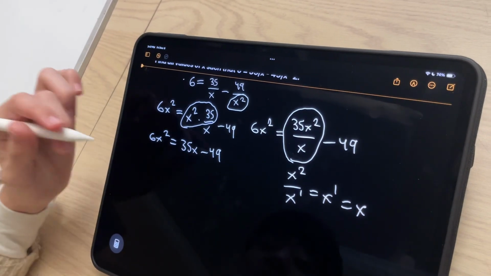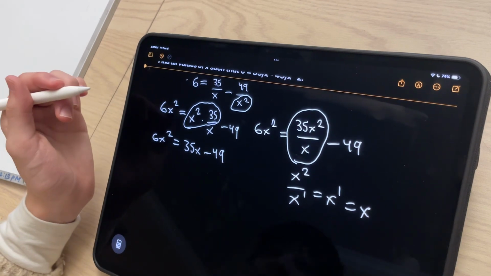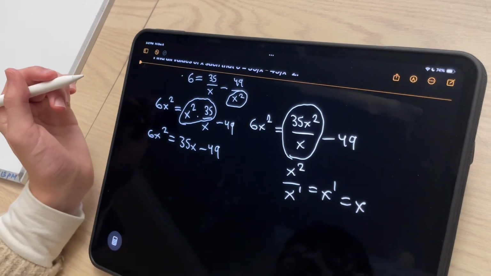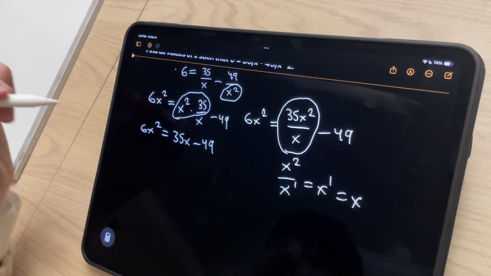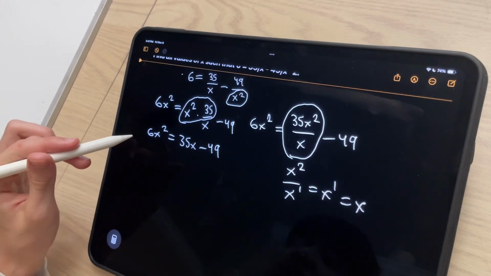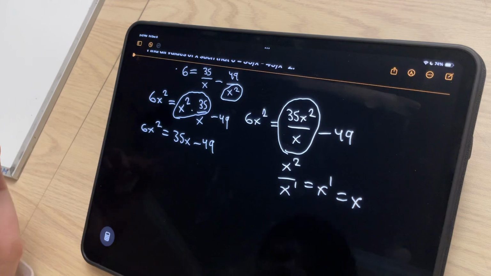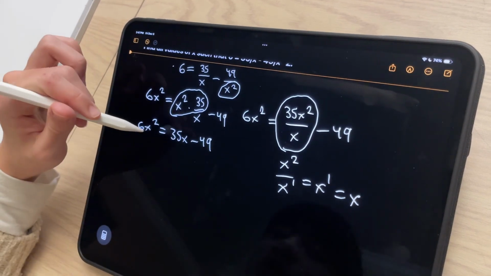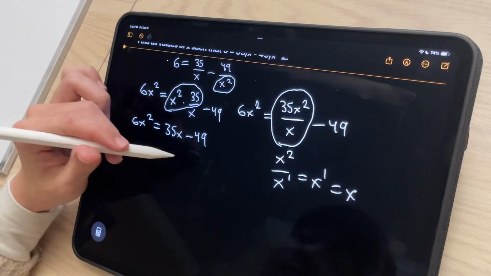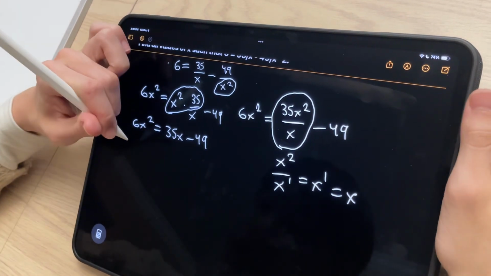Okay, now we've gotten drastically closer to attaining that quadratic equation form. The only thing missing is that this does not equal 0. We need everything to be on one side of the equation and everything else to be 0. So our aim is to get the 35x and the negative 49 all on the left side, so that we're left with 0 on the other. So this is pretty simple.